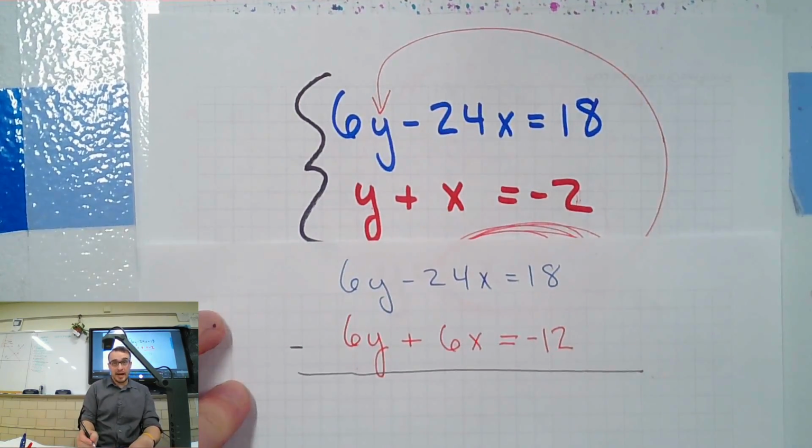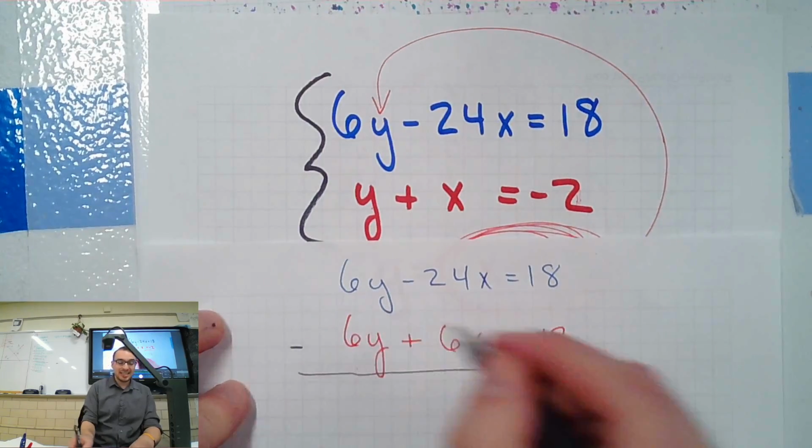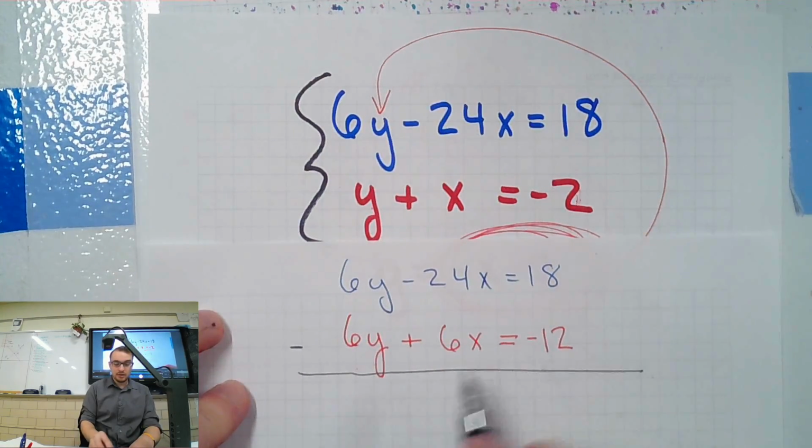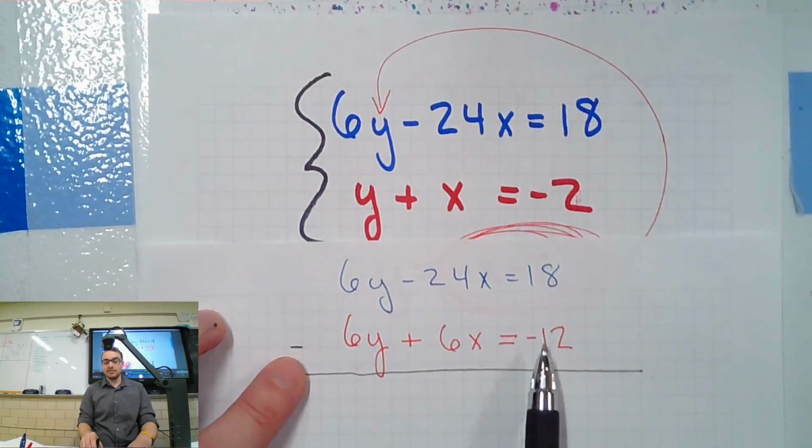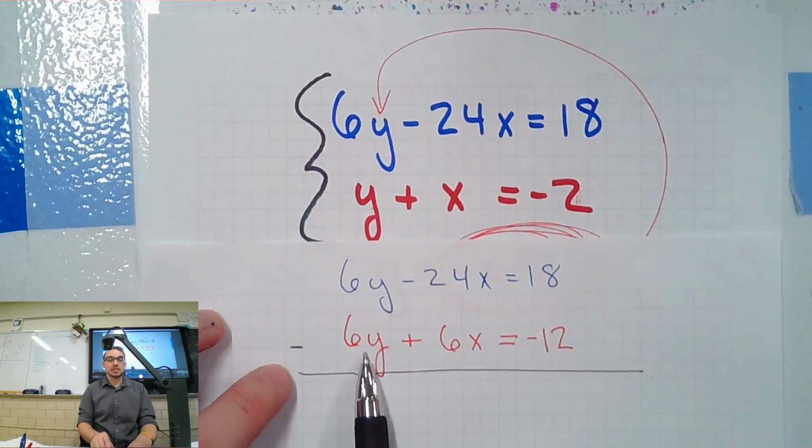When you subtract, you're going to be subtracting everything. So you're going to subtract the 6y. You're going to subtract the 6x. And you're going to add the 12. Why am I adding the 12? Because it's negative. A negative times a negative is a positive. So I'm subtracting a negative. I'm adding. What's 6y minus 6y? 0y, otherwise known as nothing. So it's gone. Seems legit.